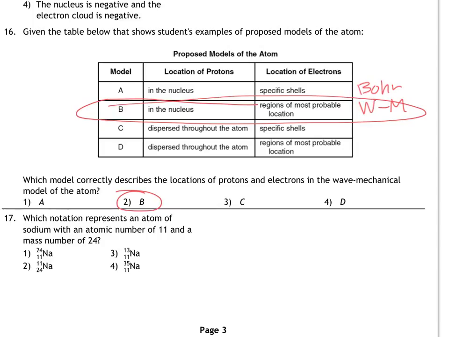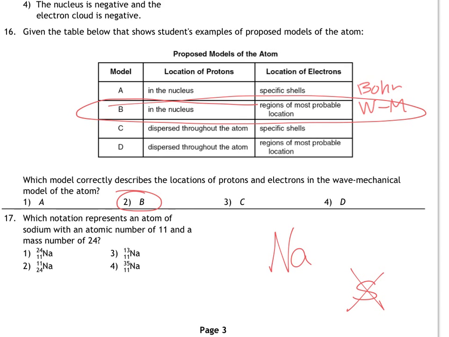All right, number 17, which notation represents an atom of sodium with an atomic number of 11 and a mass number of 24? So you get to practice your notation examples here. So there's sodium. You might need to use Table S to look up sodium and find its symbol, because a lot of you guys would write S for sodium, and that's not correct. That's a different element. So Na is for sodium.